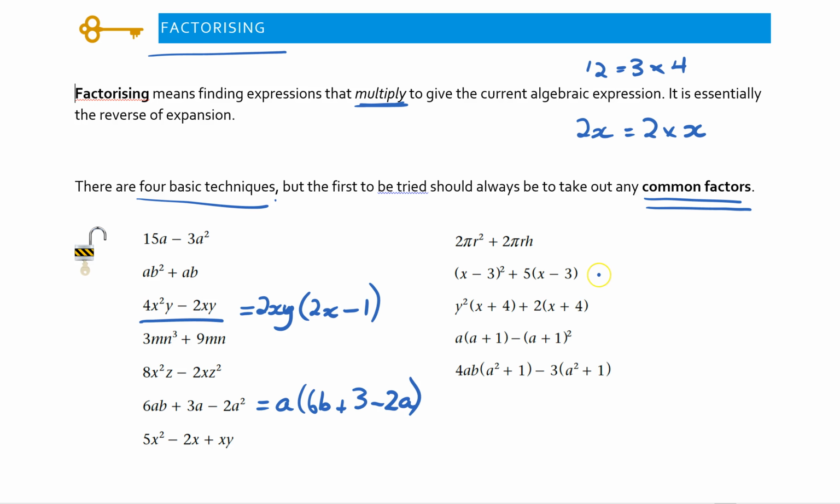Maybe this one here. So what do each of these have in common? Well, they have an x minus 3 in common. So if I take an x minus 3 out of x minus 3 squared, I'm left with an x minus 3. And if I take it out of this, I'm left with a 5. But of course I can write that more simply as x minus 3 multiplied by x plus 2.